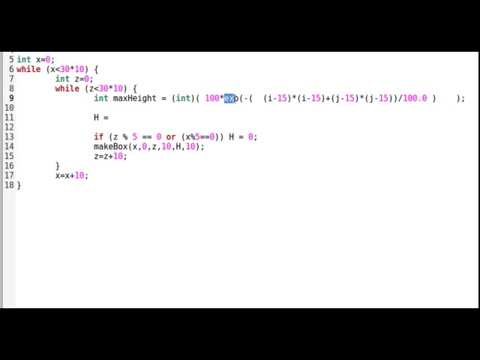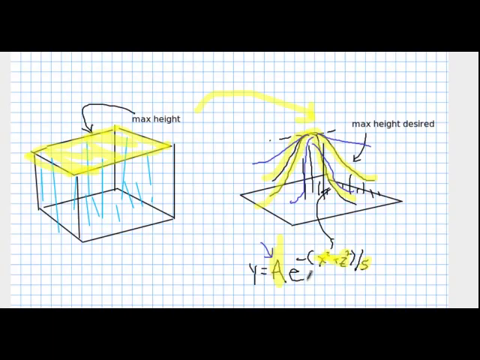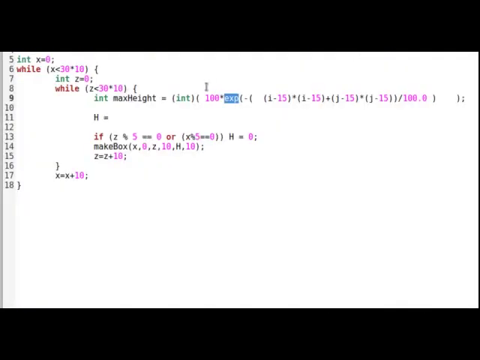And then exp is how you write the e, and then a minus sign, and then parentheses. I should do x squared and z squared, and then this value here would be my value for s. And this 100, you should play around with that. Find something that you like.